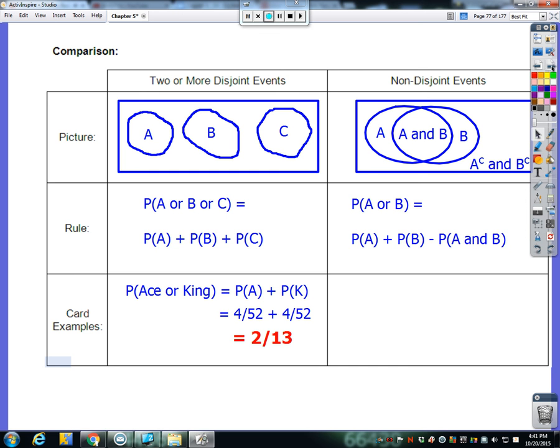Now, a non-disjoint or non-mutually exclusive example using playing cards would be, what if I wanted an ace or a red card? Well, now I have to consider, are there any red aces?